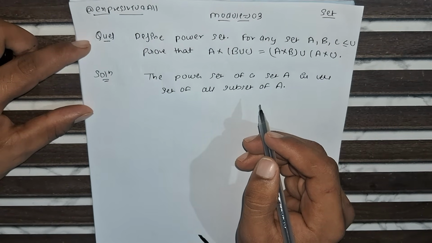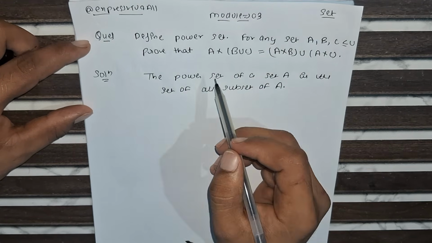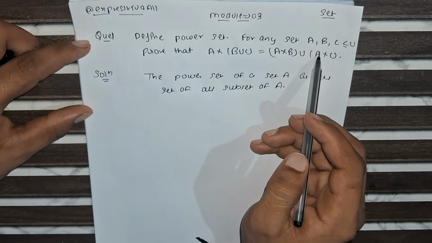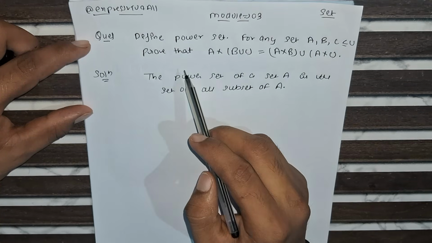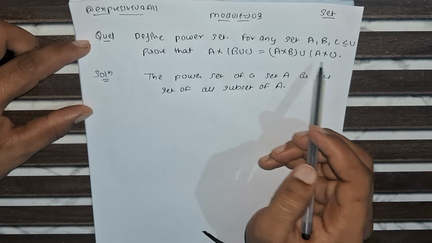In this video, we are going to solve a very important problem from module 3 which is based on set. So the question is: define power set. For any set A, B, C belonging to U, prove that A cross (B union C) equals (A cross B) union (A cross C).